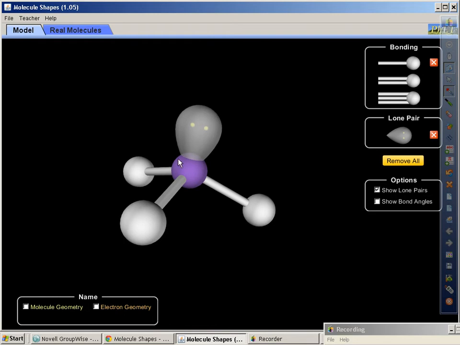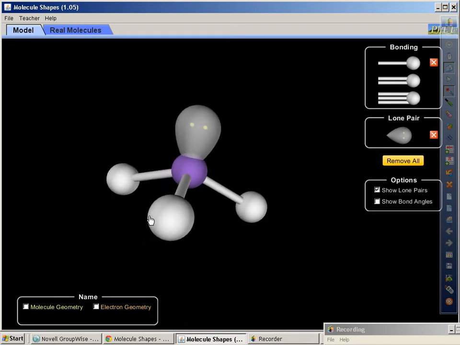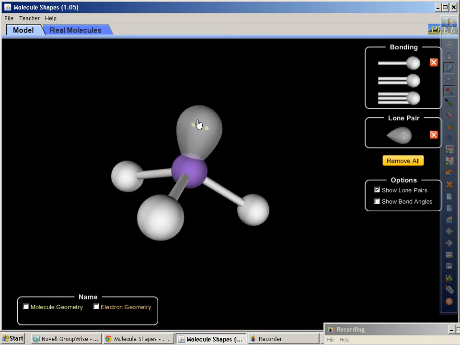Well, you see what happens now is that these white ones get repelled downwards away from the electrons. So this is trigonal pyramidal. Now I have a pyramid. So just like the previous molecules, this unshared pair is going to change the geometry of this molecule.